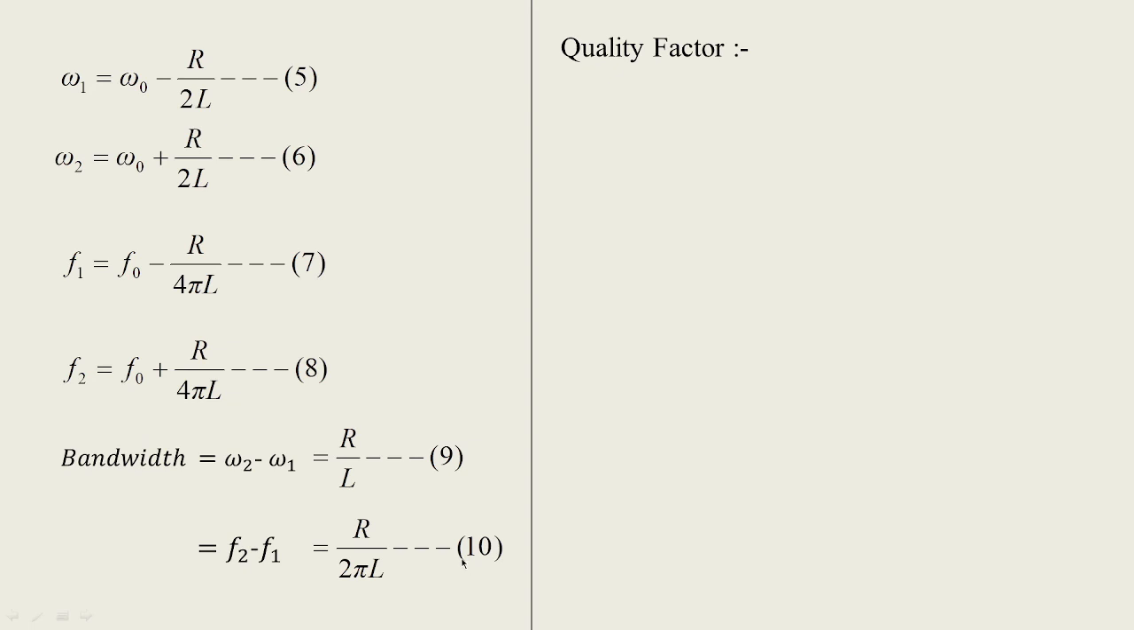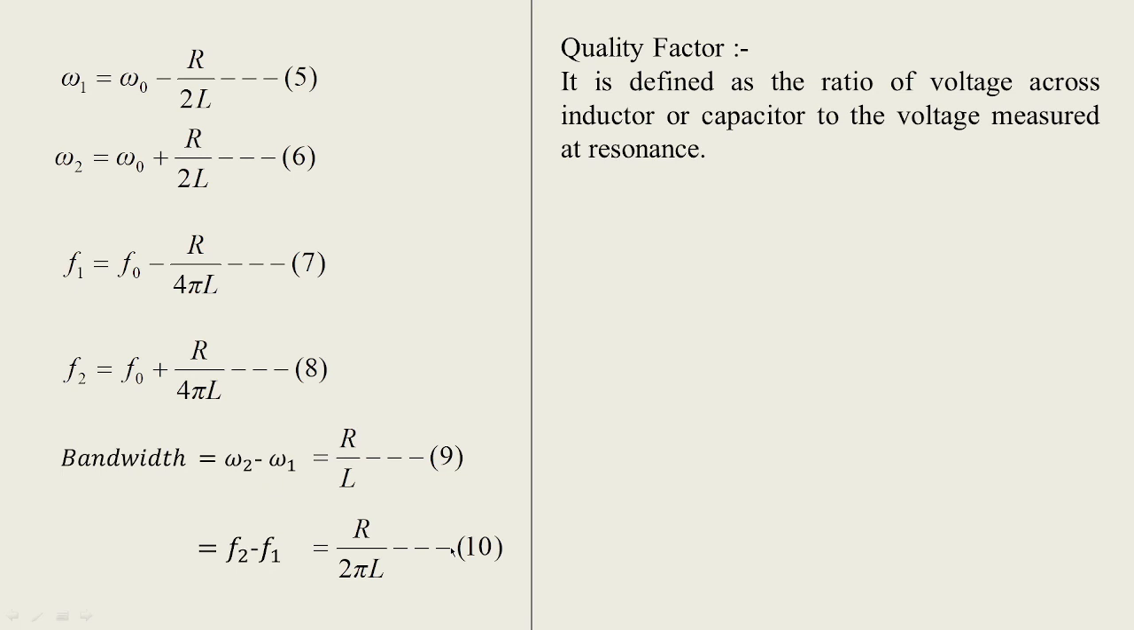So once we are done with bandwidth, let us calculate the quality factor. How to define a quality factor? It is defined as the ratio of the voltage across the inductor or capacitor to the voltage measured at resonance. So you can take this quality factor with VL to be the resonance voltage. Since it's the inductive reactance, if you consider, this becomes I naught times X L naught by I naught R. This I naught goes off, so it becomes the ratio of inductive reactance to the resistor.